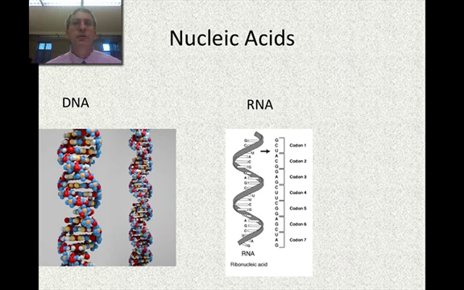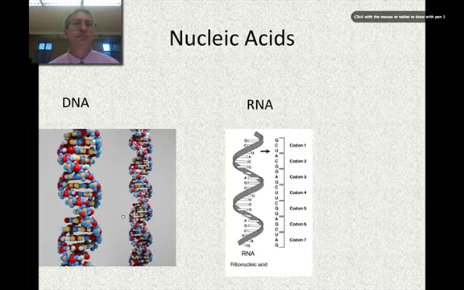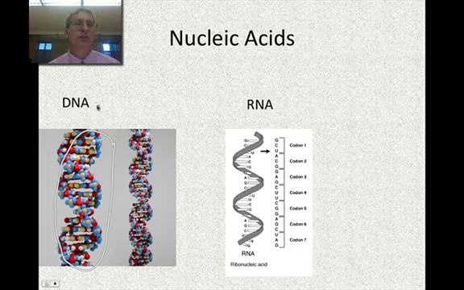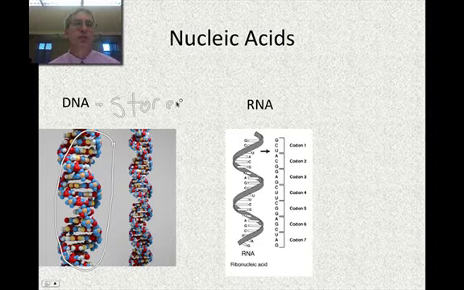And finally, we get to nucleic acids. Our 2 nucleic acids, and everybody's probably heard of these at some point, are our DNA and our RNA. DNA is famous for its double helix structure. It's the molecule that stores our hereditary information. You might think of it as a blueprint or a computer database of some kind.